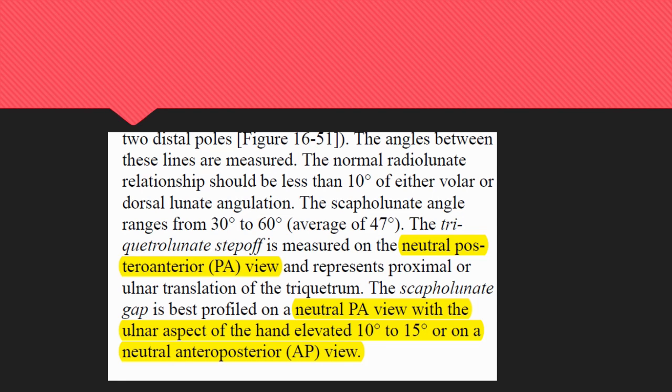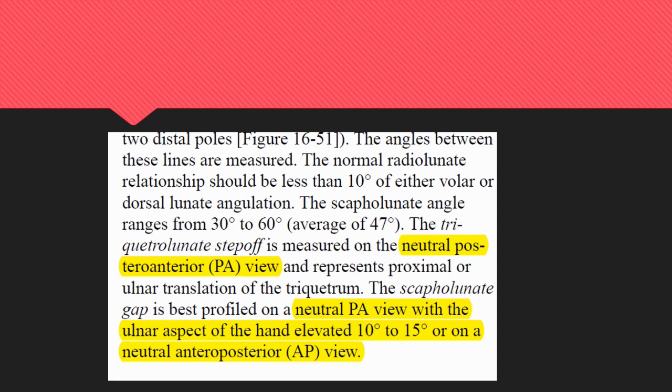The triquetrolunate step-off is measured on the neutral P to A, and you're going to be assessing for either migration in the proximal direction or in the ulnar direction of the triquetrum bone. The scapholunate gap is best profiled on the neutral P to A, with the ulnar aspect of the hand elevated 10 degrees to 15 degrees, or on a neutral A to P view.